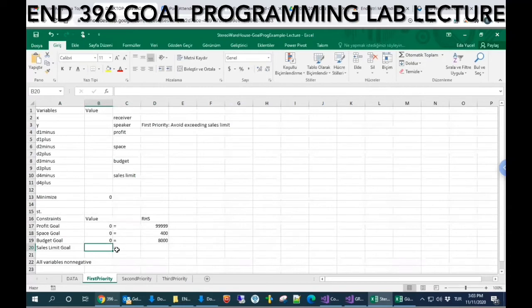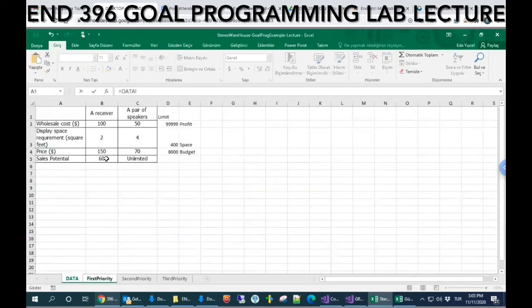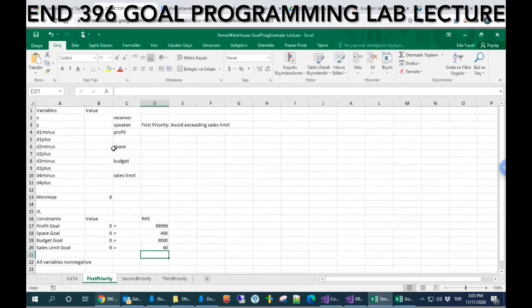We have the sales limit goal for receivers. Okay, so X plus D4 minus D4 plus should be 60, which comes from data. Okay, so this is the goal programming model that corresponds to the first priority goal.